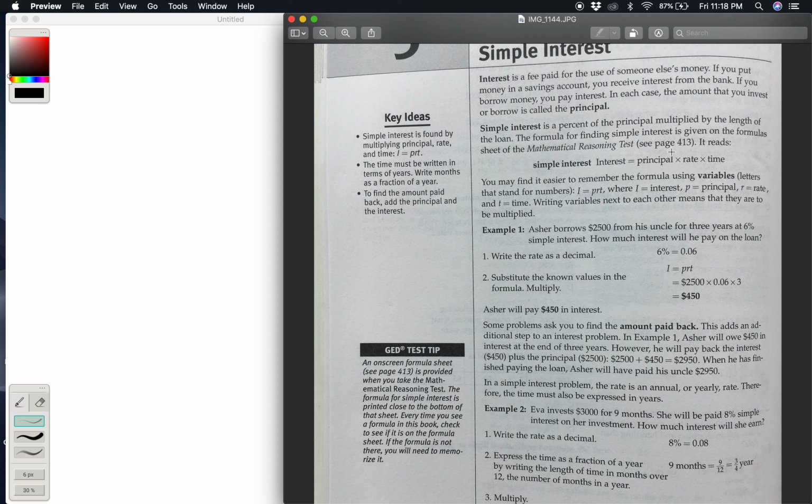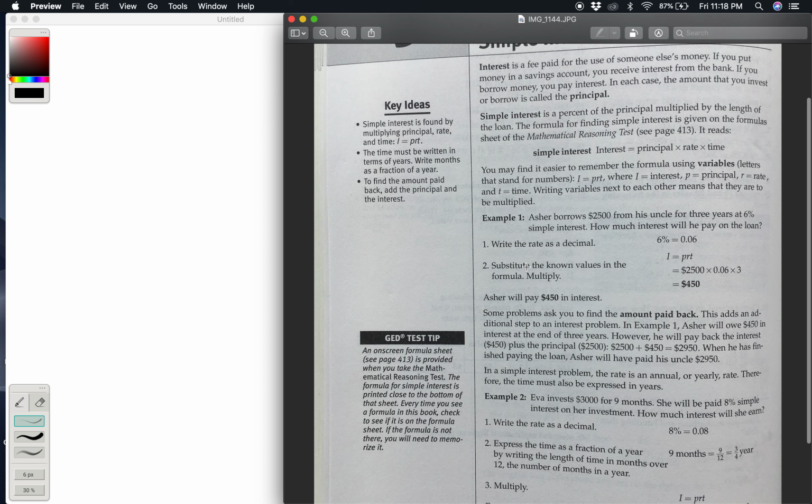see page 413. I already went to page 413. It's basically this right here. I equals PRT is exactly what it says, and it spells it out: principal, rate, and time. Okay, so I'm not going to do these examples.